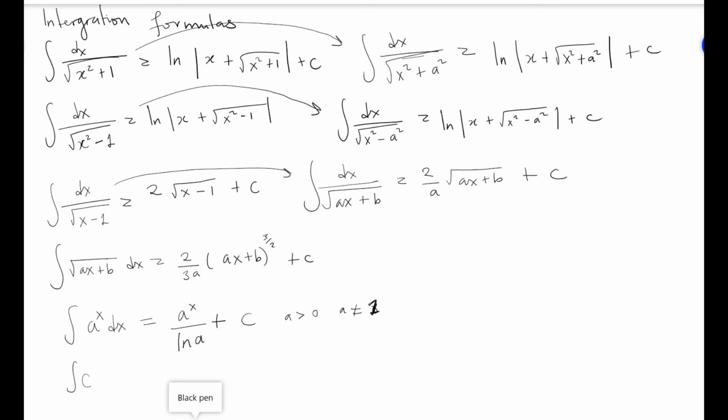The integral of e to the power of x with respect to dx. This one doesn't change, it's always the same, plus c.